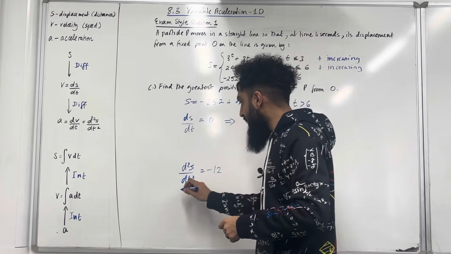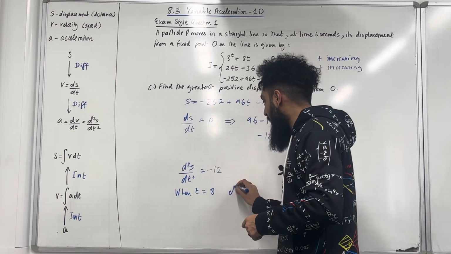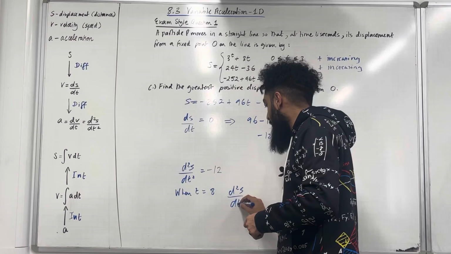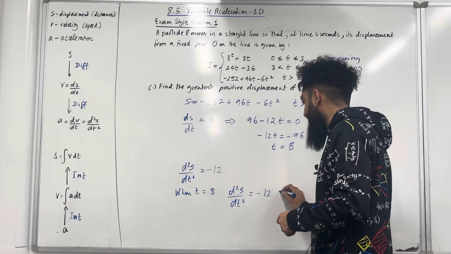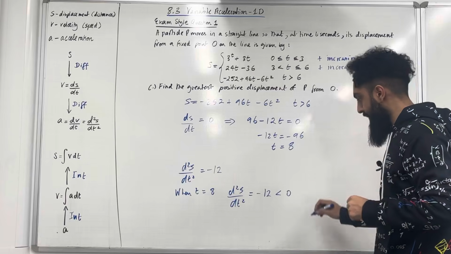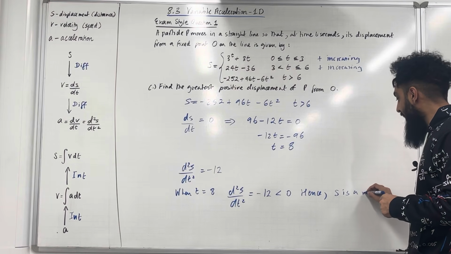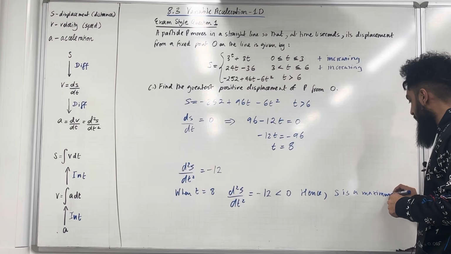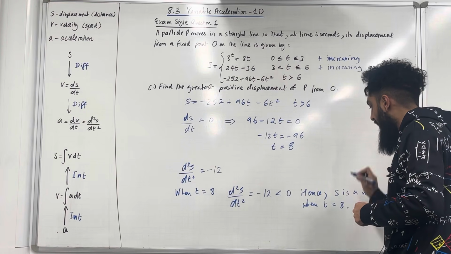I know that when t is equal to 8, d²s over dt² will remain as minus 12, which is less than 0. Hence, s is a maximum when t is equal to 8.